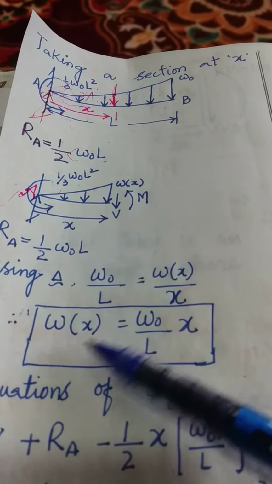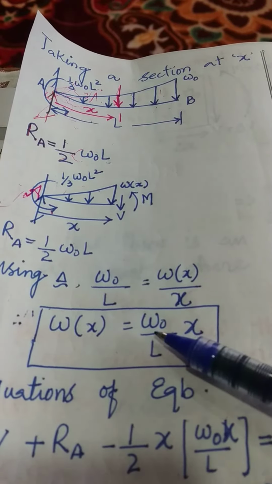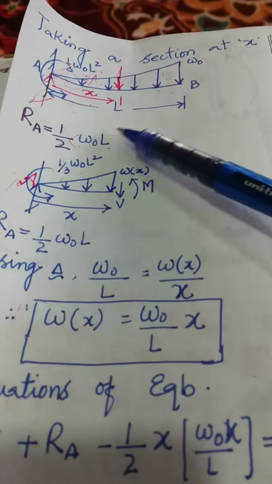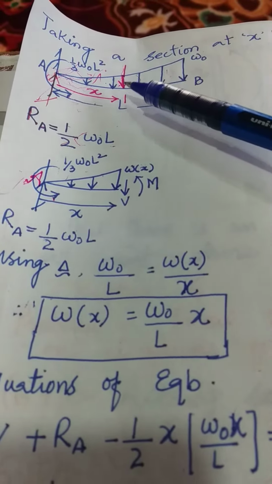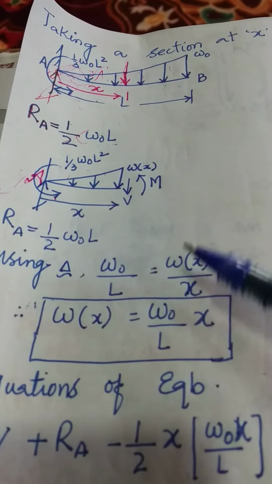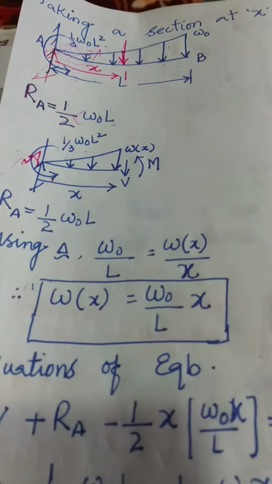So from this equation we obtain the value of W of X. W of X is equal to W0 by L into X. So the value of the intensity of the load at the point where we have drawn the section is equal to W0 by L into X. This is how the intensity of the load varies across the span of the beam.